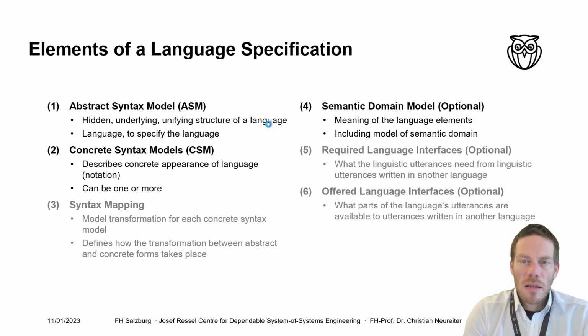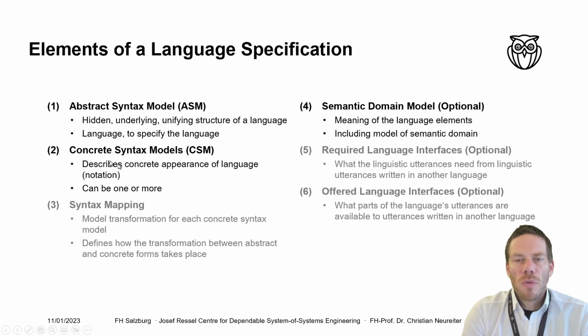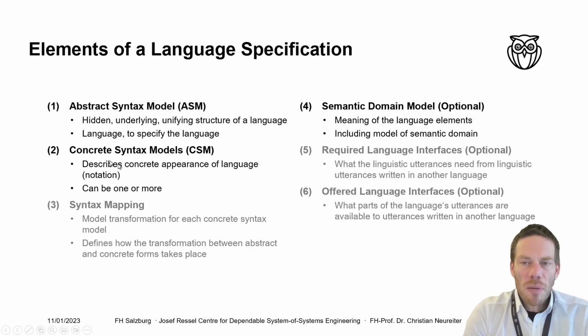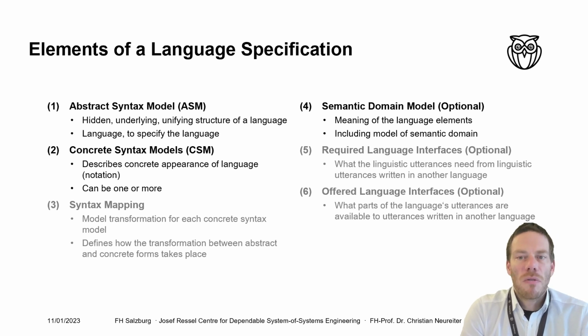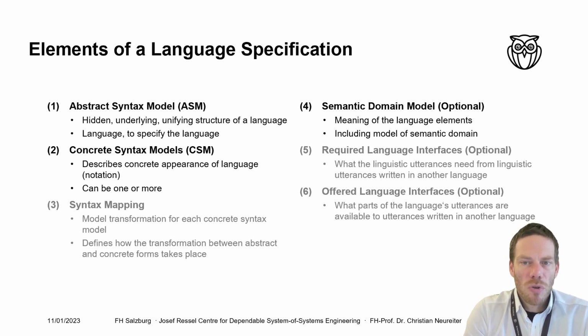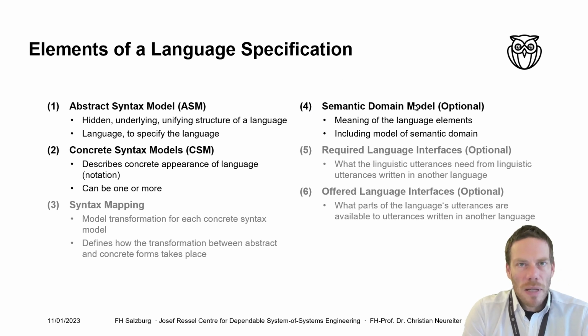The second thing is the concrete syntax model, and the concrete syntax model is typically the specification of the concrete appearance, like how do elements of the alphabet or of the grammar look if we want to use them. And the third important element here is the semantic domain model. In the semantic domain model, we typically cover some more detailed expressions of what individual elements or relations, for example, mean. It's the semantic domain of our meta model.